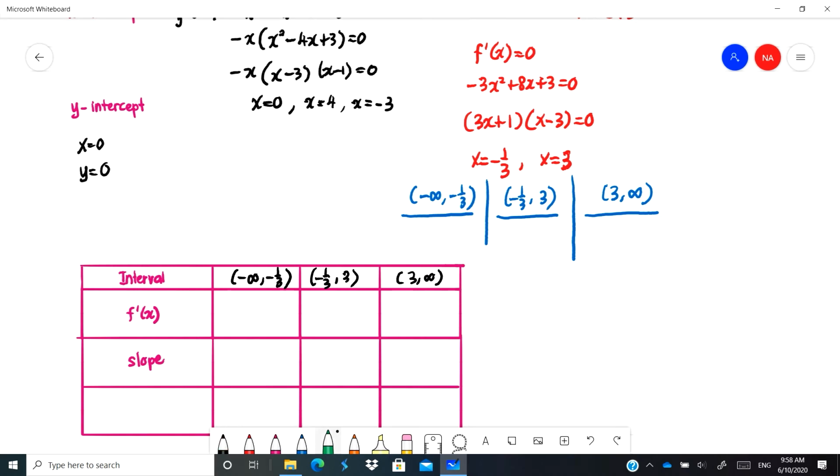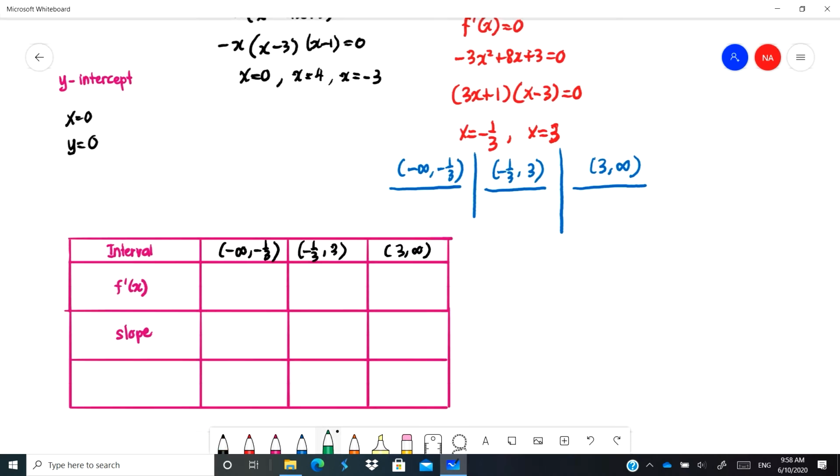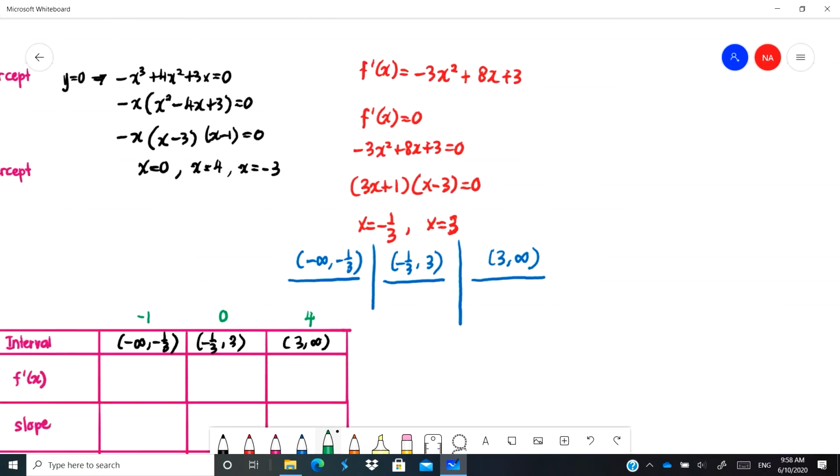Next, we're gonna have the test values. For this, we can have, let's say, negative 1. For this, we can take 0, which is the easiest one, and next will be 4. We'll have to substitute all these test values, the green color, into this function because we want to check the value of f prime of x in each interval. Firstly, we're going to choose negative 1. So we'll get negative 3, plus 8 multiplied by negative 1, plus 3. We'll have negative 8. So that one is negative.